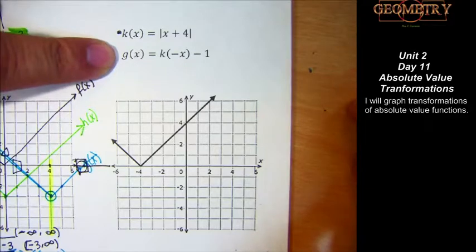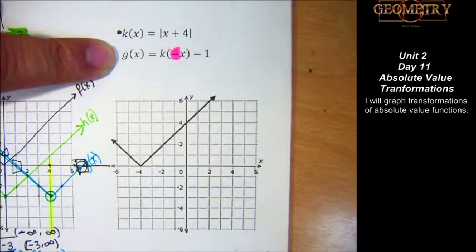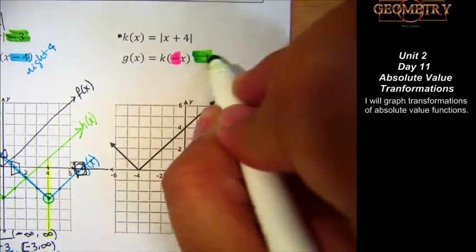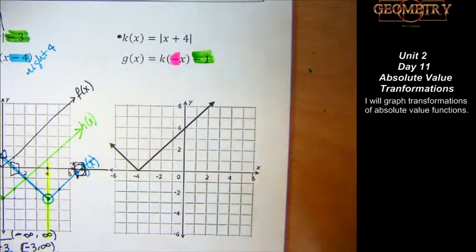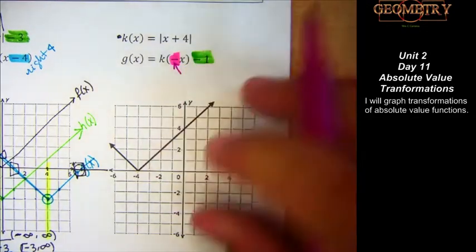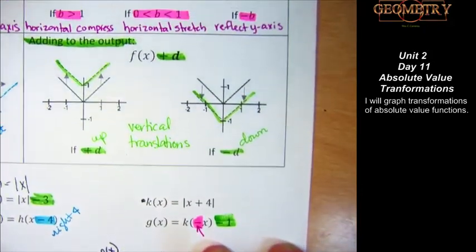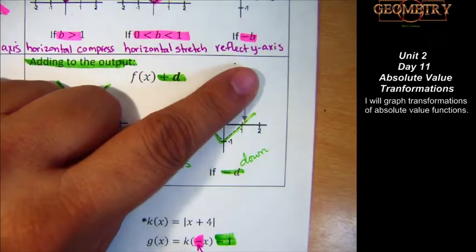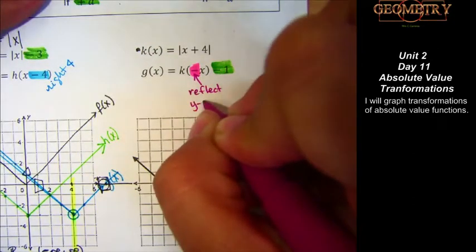Looking into what it's asking me to do, I'm multiplying inside by some value, and it's a negative. And I'm subtracting some value out here. I'm going to look at this multiplication first. According to my notes, when I'm multiplying something in the input and it's a negative, it's a reflection over the y-axis. So this is reflect y-axis.